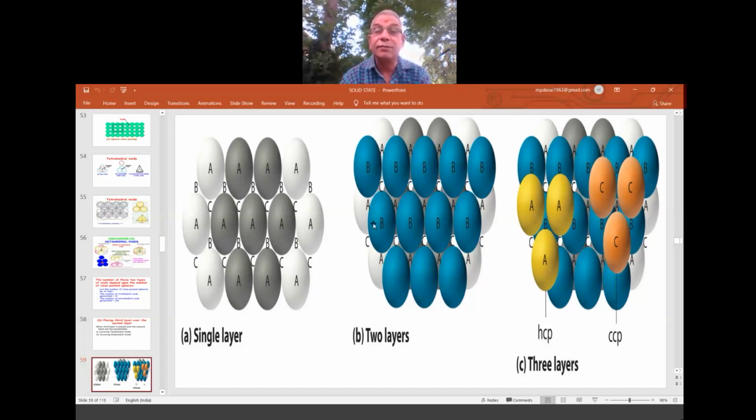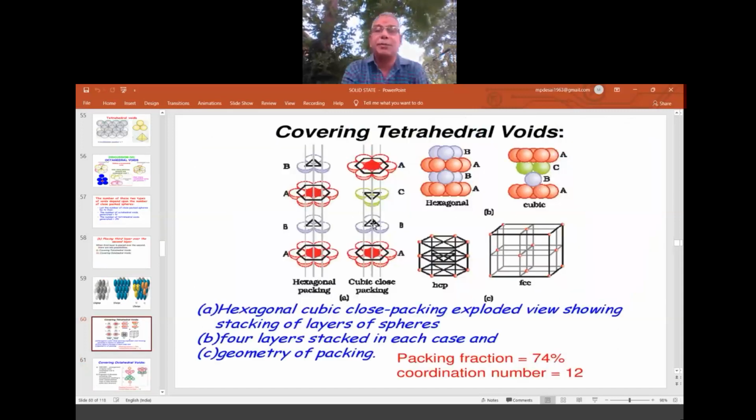Now come to the main point. Keeping the third layer in such a way that we cover the tetrahedral voids: this is A layer, B layer, A layer, B layer. So this is AB type. Or you can do it this way also. See here, if A, B, C, all 3 layers are different. If 2 are the same, 2 are the same, 2 are the same, that pattern is called what?